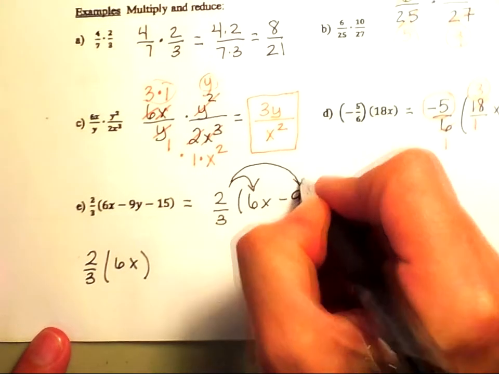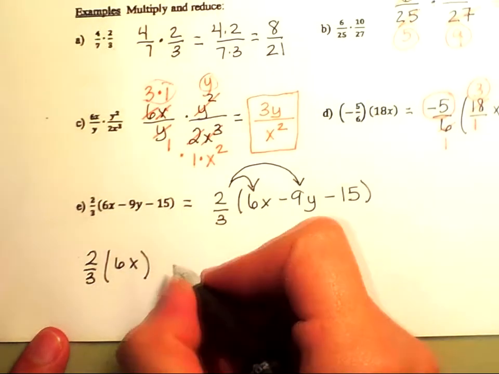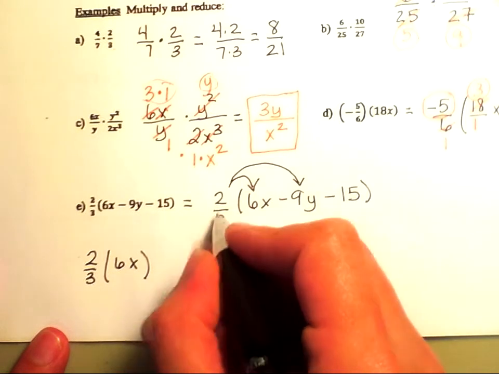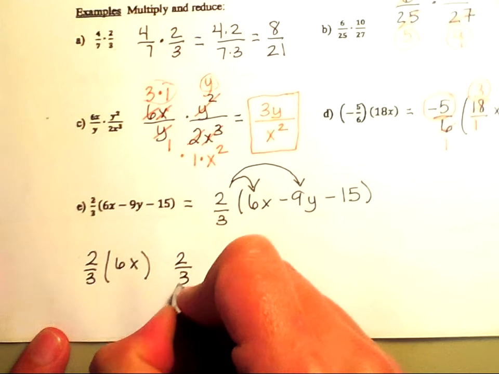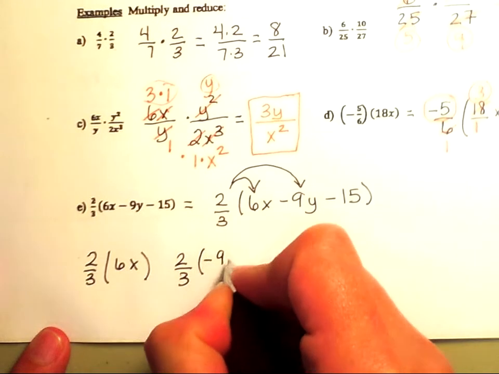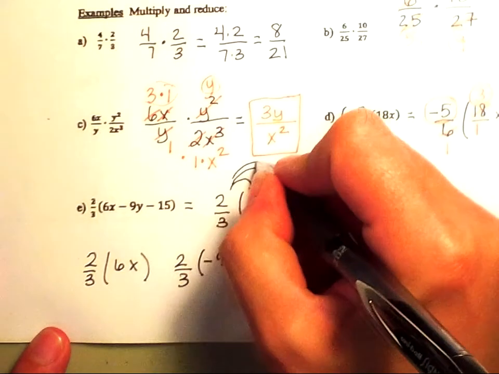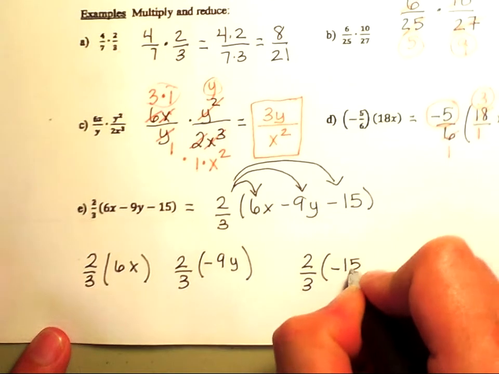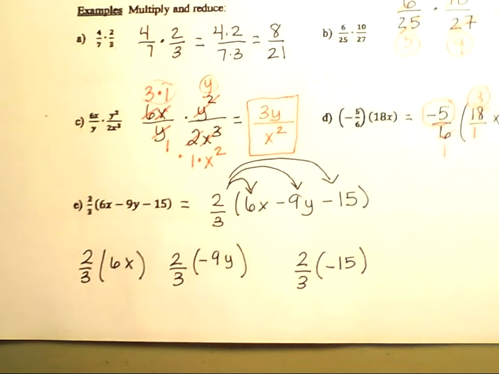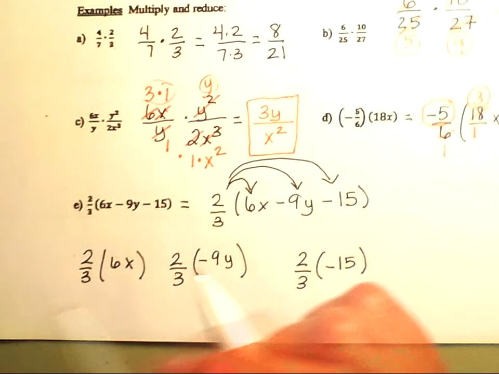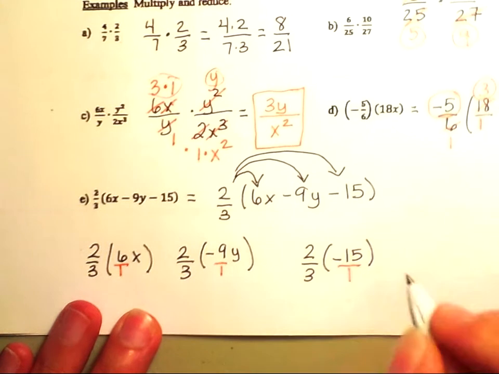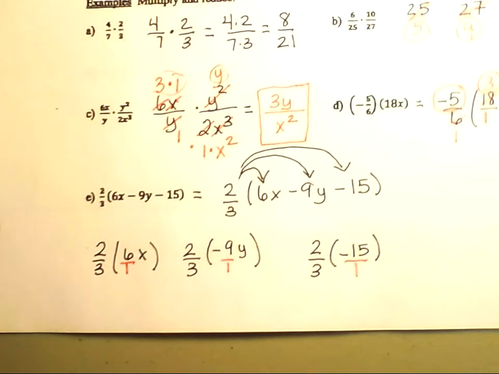Then I'm going to take 2/3 times negative 9y. And then I'll take 2/3 times minus 15. I'm leaving out the signs right now because we will simplify those. Okay. Now remember, we can write these as all over 1. Okay. And then we can do the canceling.